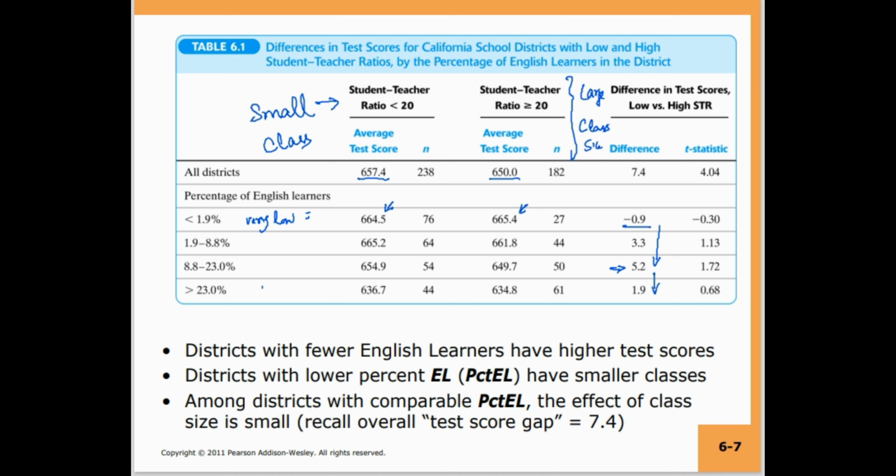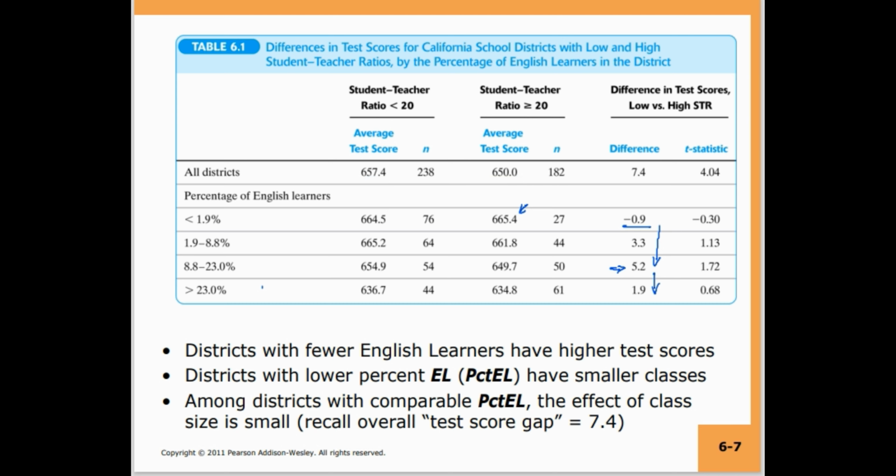So you can see that actually there is an interaction effect going on between the size of the class and whether the students in that particular school are having difficulty with English or not.